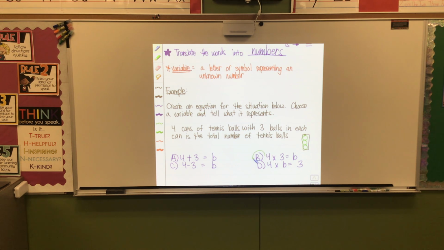Excellent job. You should have said B, 4 times 3 equals B, because it says we have 4 cans of tennis balls, so we know we're going to be using 4 with 3 balls in each can. So 4 cans times 3 in each can is the total number of tennis balls, which we call B. So again, in this case, the variable was kind of chosen for us because we had to choose from one of these equations, but our variable we were given would be B, and it represents the total number of tennis balls altogether.